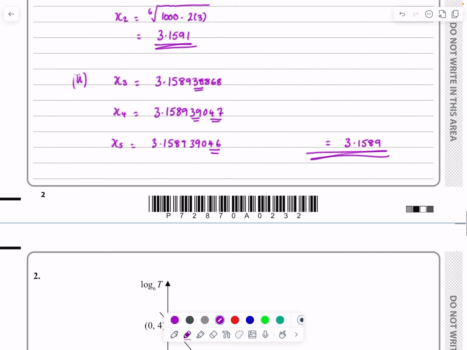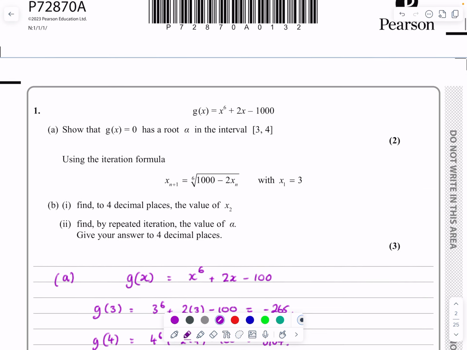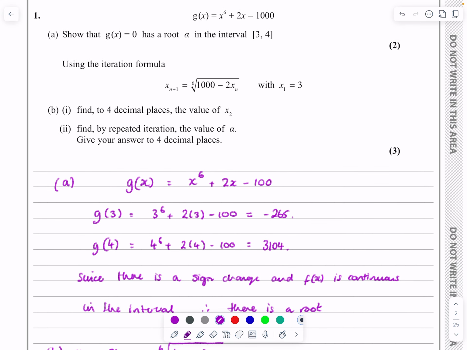So it's about the time that it takes you to do these questions versus just making sure you get all the marks for that. A relatively straightforward first question, hopefully. Okay, hope that all makes sense.